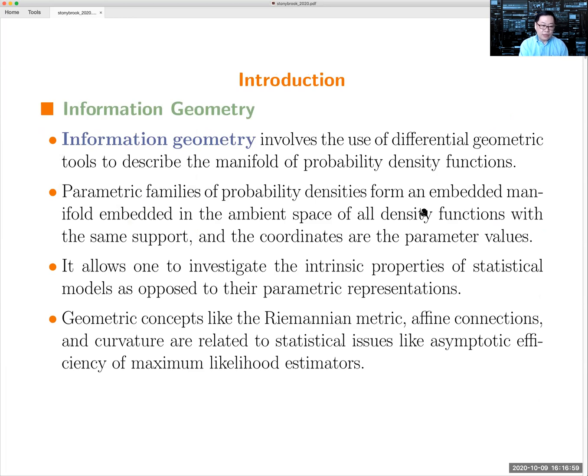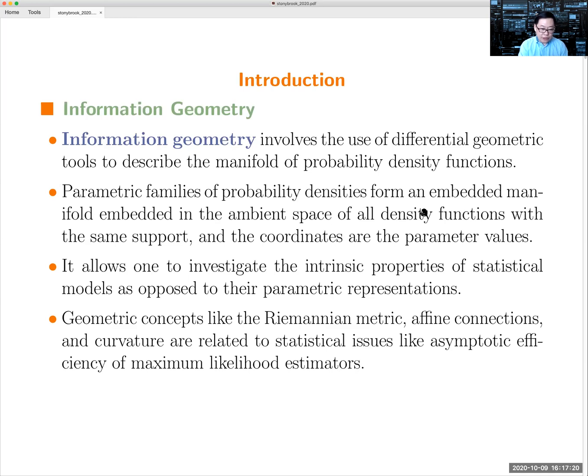And I guess it's most well developed for certain classes of parametric families of probability densities, which you can then embed in some way into the ambient space of all probability distributions with the same support, and you can think of the coordinates on this manifold as corresponding to the parametric values of these parametric families.